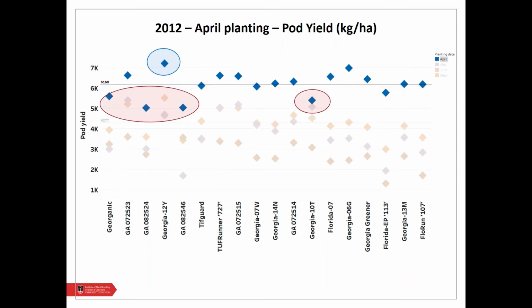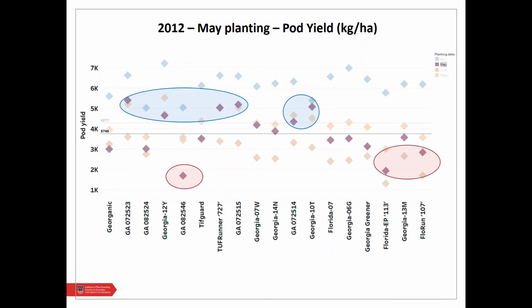Here we have pod yields, which didn't always follow the leaf spot ratings, but average yield for the April planted trial was a little over 6,000 kilograms per hectare. Lowest yielding genotypes were some of the more resistant genotypes to leaf spot, except for Georgia 10T here. But the highest yielding genotype was Georgia 12Y.